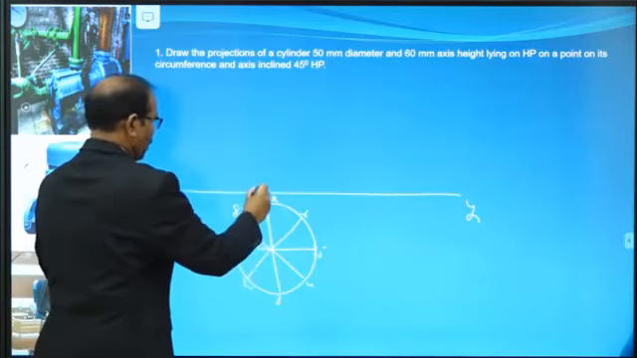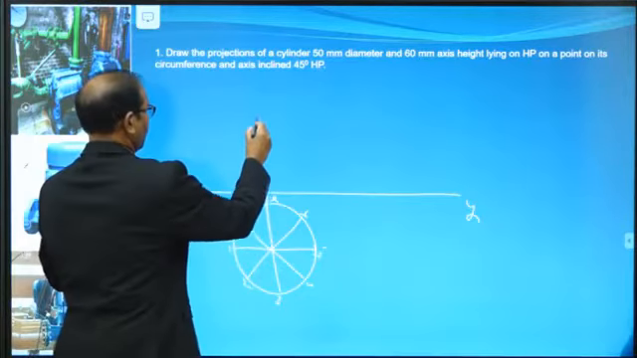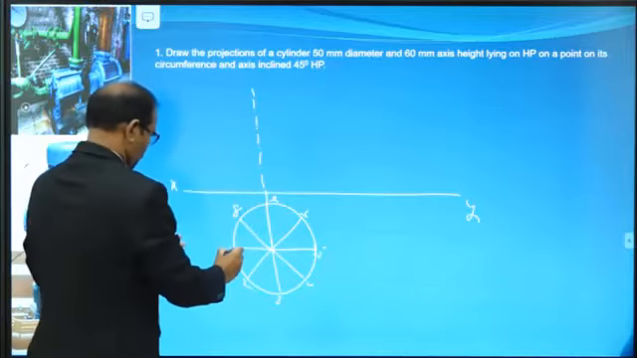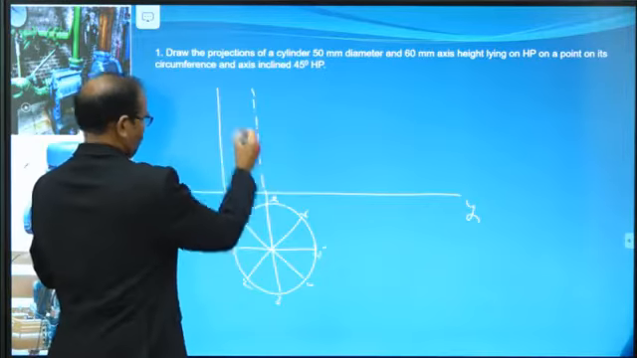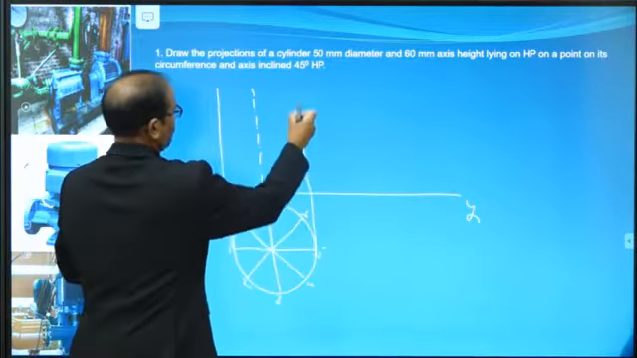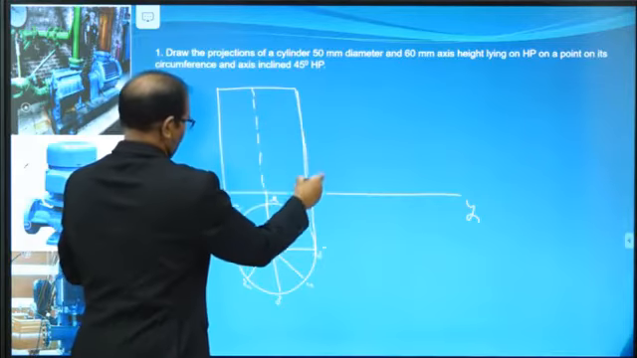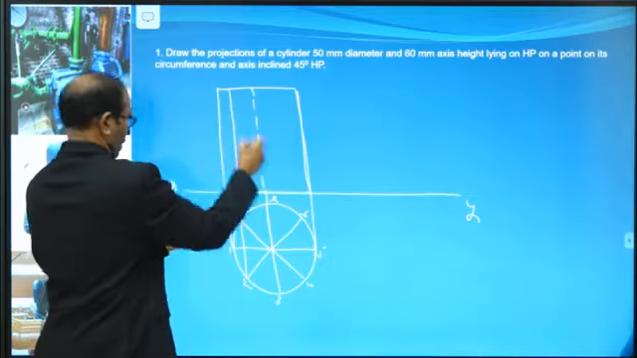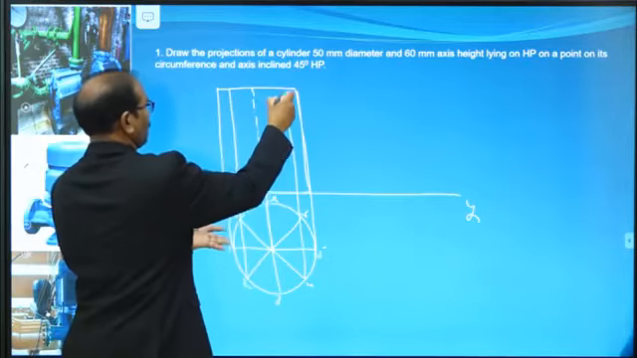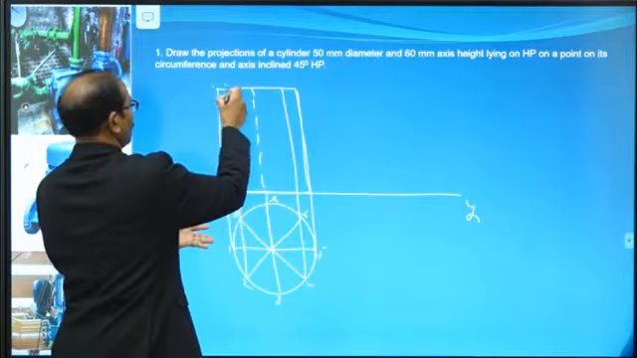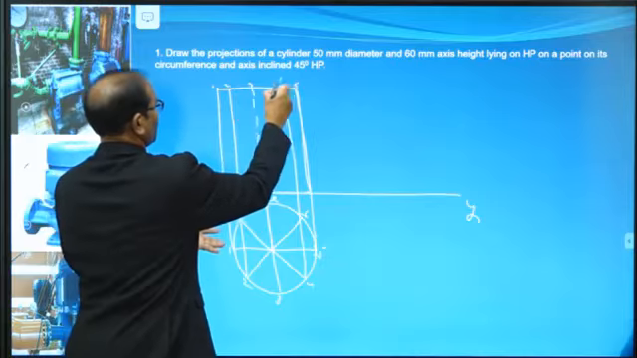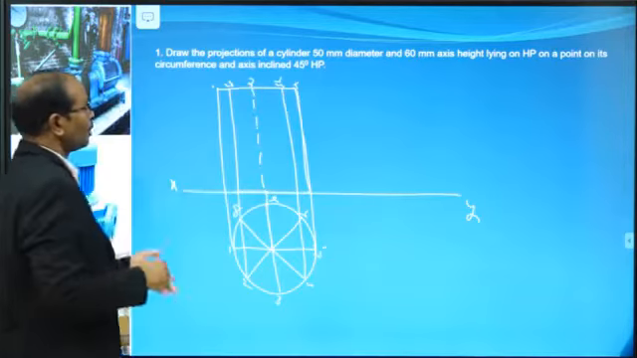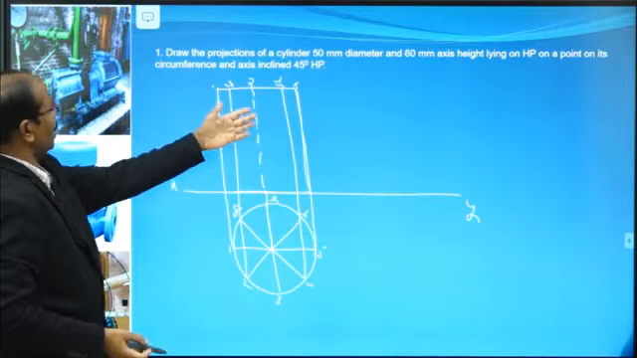Project from here onwards, with an axis line. This is 1 up to this one. Now the front view is a rectangle. These are all the imaginary lines 1, 2, 3, 4, 5, 6, 7, 8. Now tilt this rectangle at an angle.